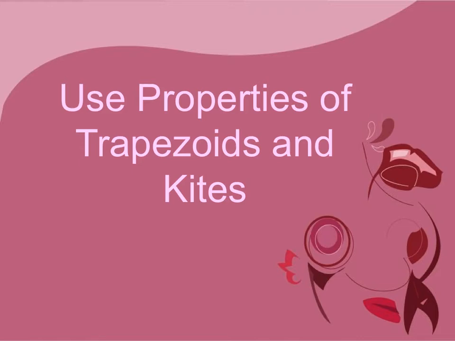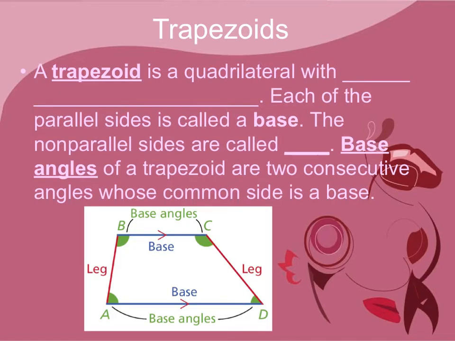Alright, so 6.6, we're going to use properties of trapezoids and kites. Wait, kites? Like flying things? Yeah. Oh, that's sick. So a trapezoid is a quadrilateral with exactly one pair of parallel sides.